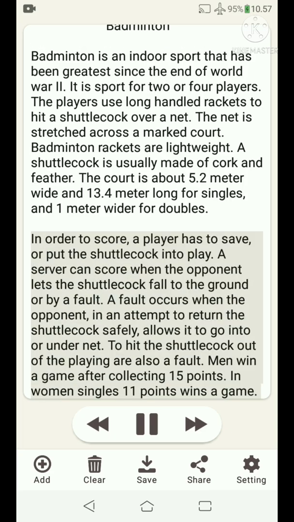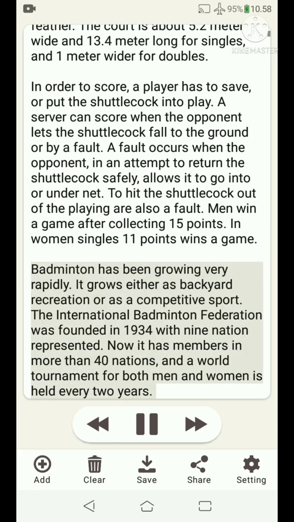In order to score, a player has to serve, or put the shuttlecock into play. A server can score when the opponent lets the shuttlecock fall to the ground or by a fault. A fault occurs when the opponent, in an attempt to return the shuttlecock safely, allows it to go into or under the net. To hit the shuttlecock out of the playing area is also a fault. Men win a game after collecting 15 points. In women's singles 11 points wins a game.